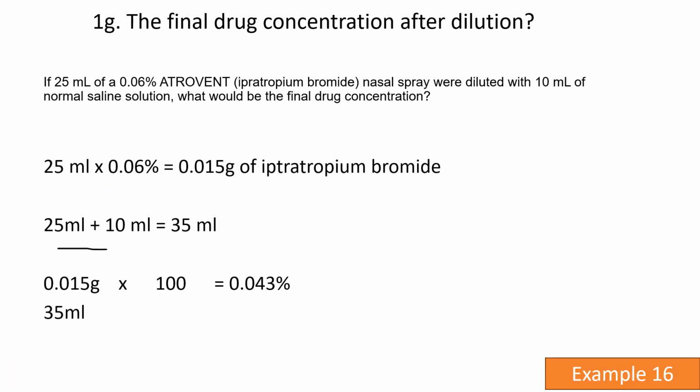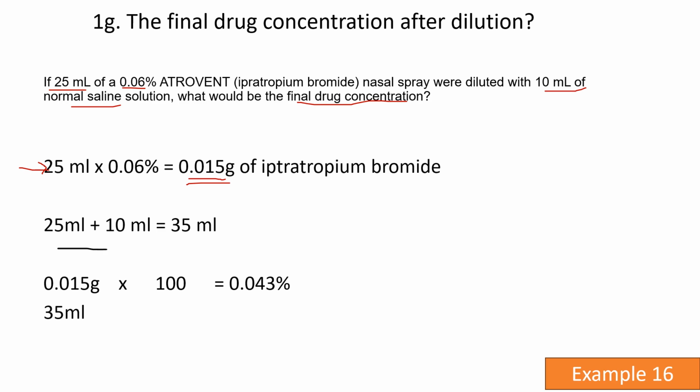Okay, students, this is the last subsection under the first learning objective, where the question wants you to identify the final drug concentration after dilution. In this example, it states that if 25 ml of a 0.06% ipratropium bromide is diluted with 10 ml of normal saline, what will be the final drug concentration? Basically, you can still use the Q1C1 equals Q2C2 formula. However, it will be easier if you first identify the amount of drug in the 25 ml of 0.06%. So the amount of ipratropium bromide in the 25 ml of 0.06% equals 0.015 gram.